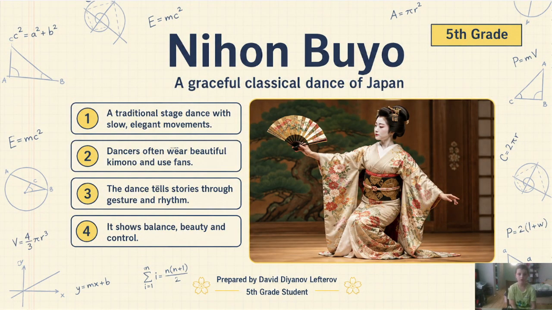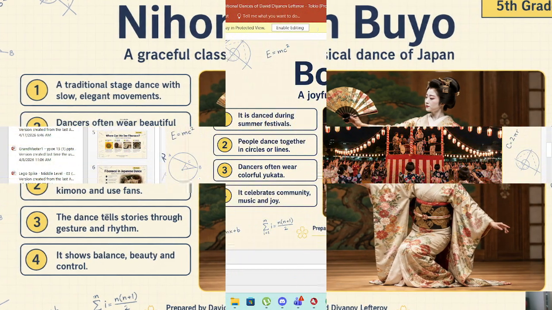Nihon Buyo, a graceful classical dance of Japan. First, a traditional stage dance with slow, elegant movements. Second, dancers often wear beautiful kimono and use fans. Third, the dance tells stories through gesture and rhythm. Fourth, it shows balance, beauty and control.